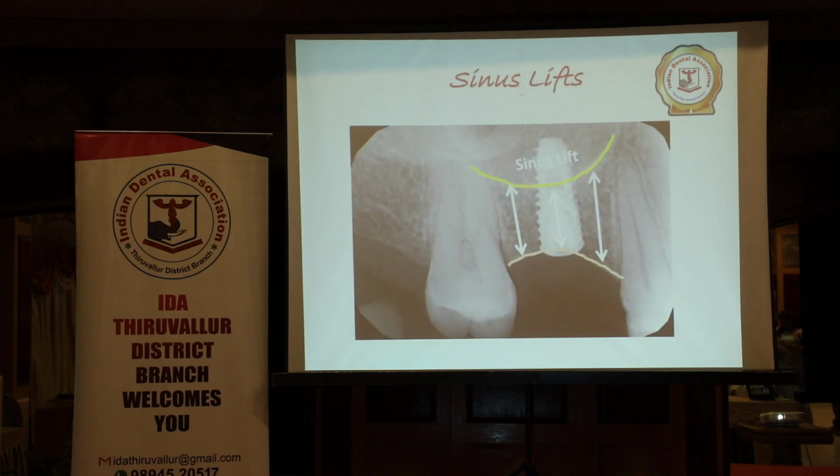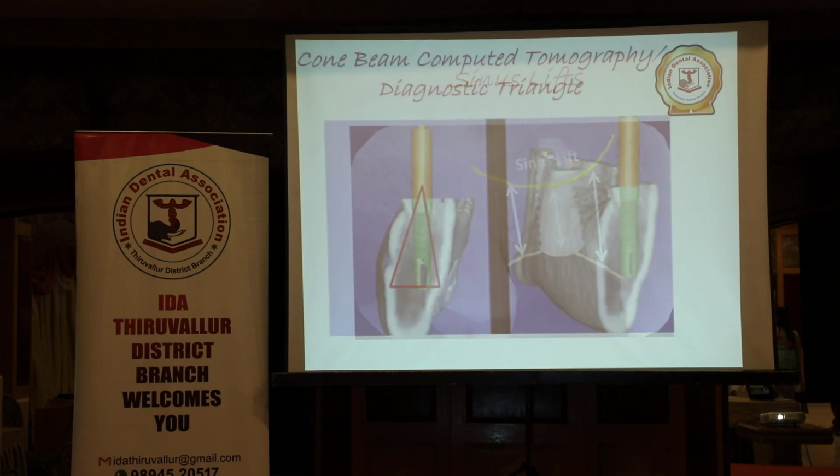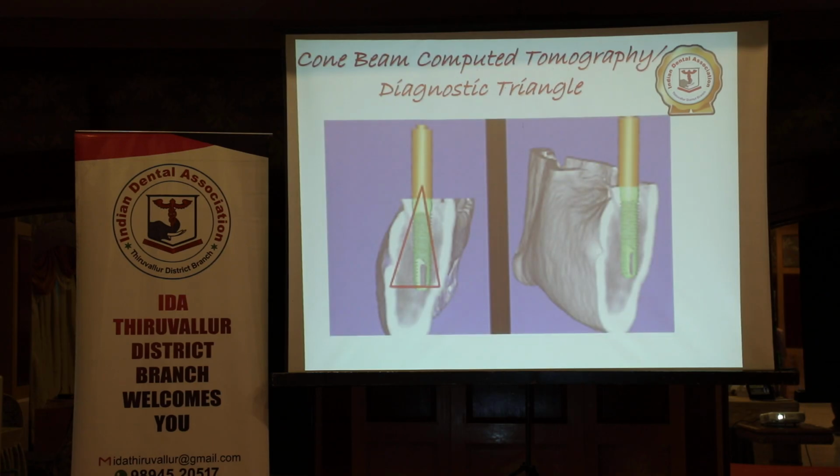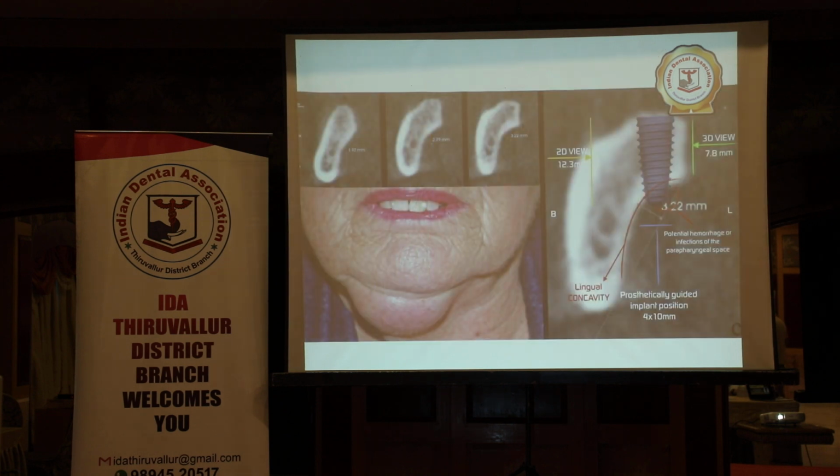And your IOPA also gives an idea of whether to go or not for a sinus lift. If it needs one, then you have to go in for a CBCT. So again for a CBCT, the same concept, the diagnostic triangle we discussed before, and the triangle is made and then the dimensions of the implant and the angulation of the implant, everything is being planned.